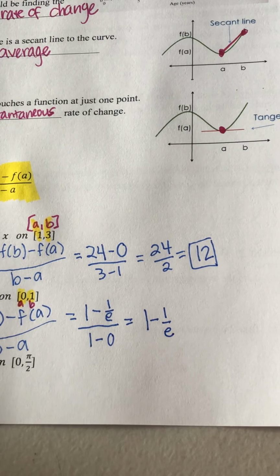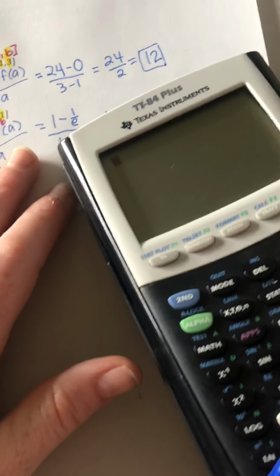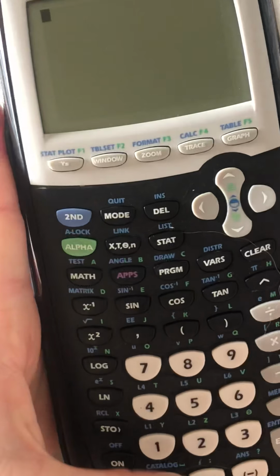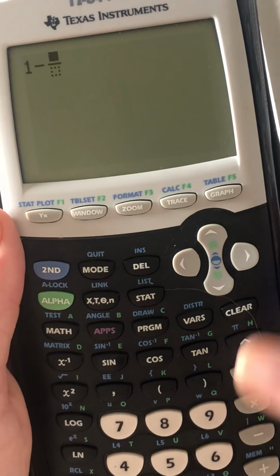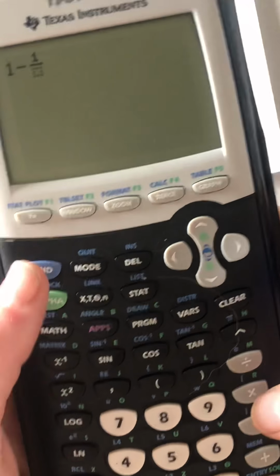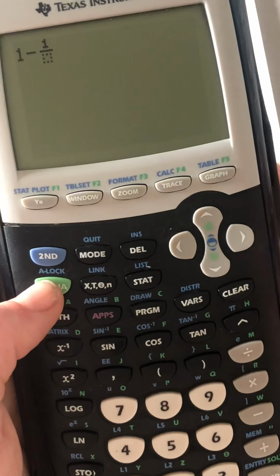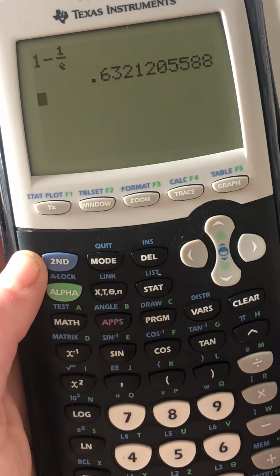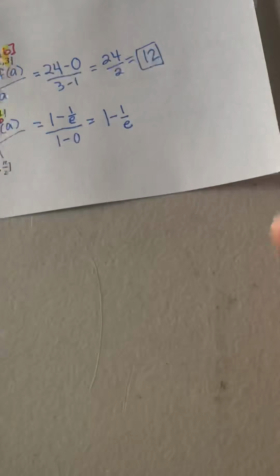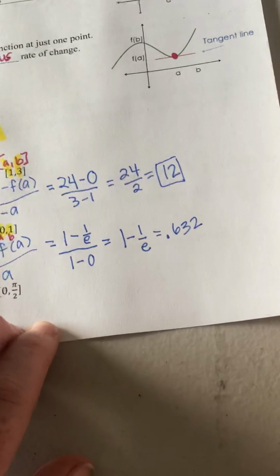Okay, now you may see that as an option. However, if you don't see that as an option, like it's not multiple choice, you can always plug it into the calculator and see what you would get. So 1 minus, I'm going to do my alpha y equals enter. 1 over e is like pi. There's actually a value for it. And it's right above the divide sign there. So that's 0.632.